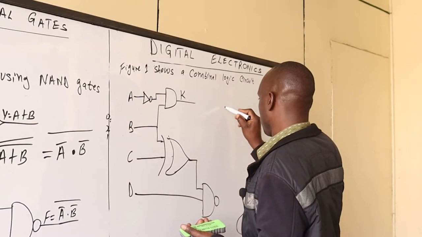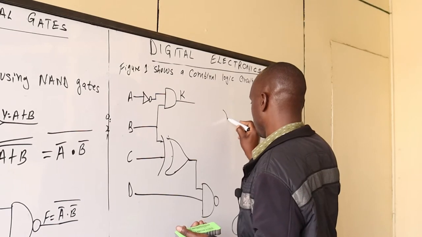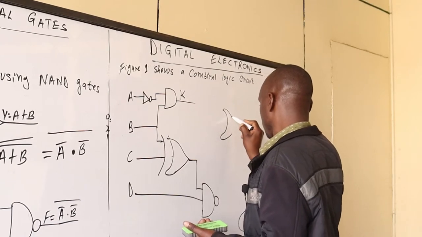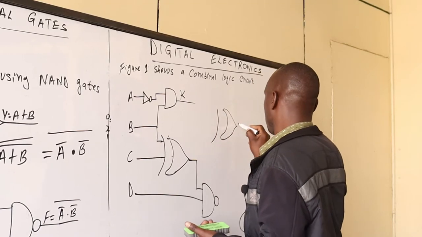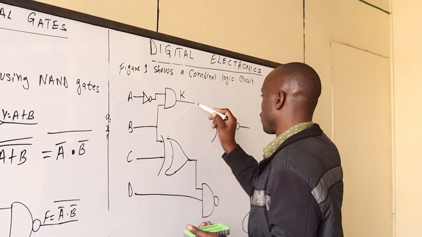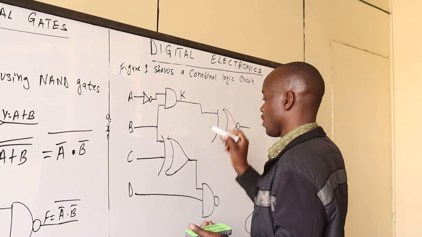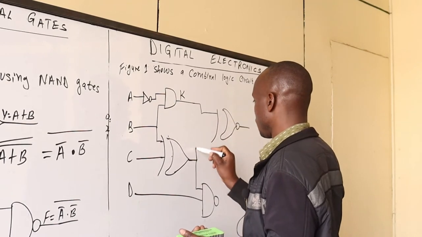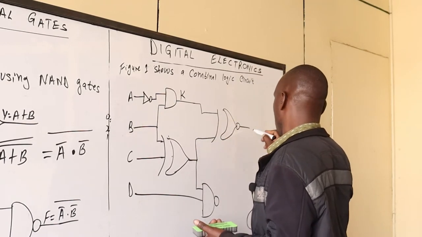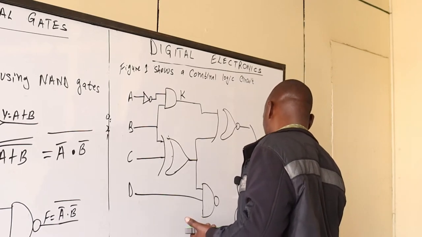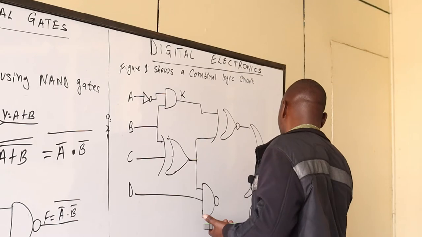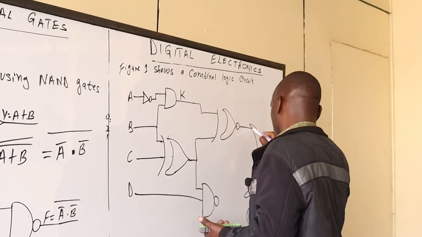We can have also another gate here. This is another gate, but it is negated now to be different. So we can have this and also this one coming there. Then from there, we can have the last gate. This is the last gate.